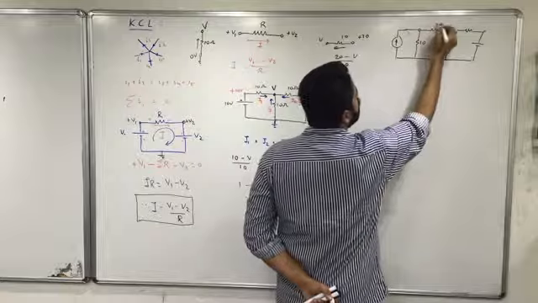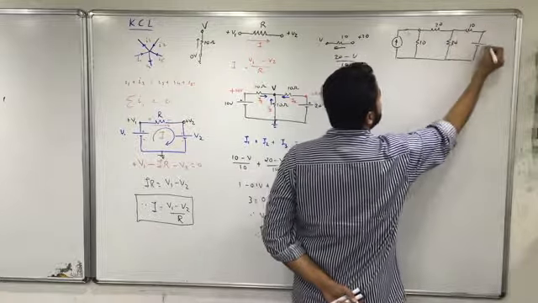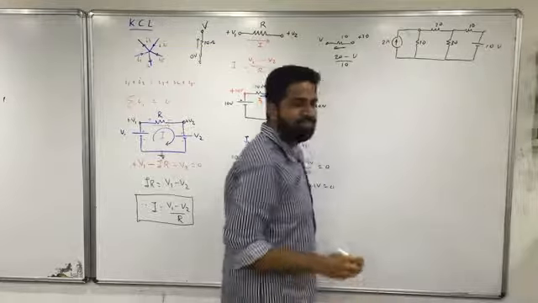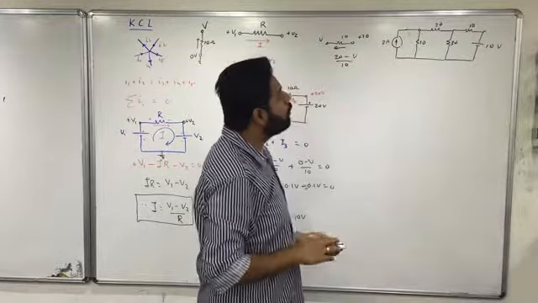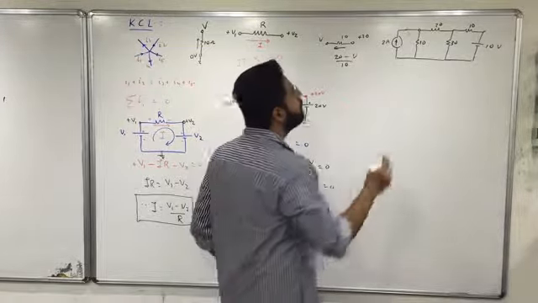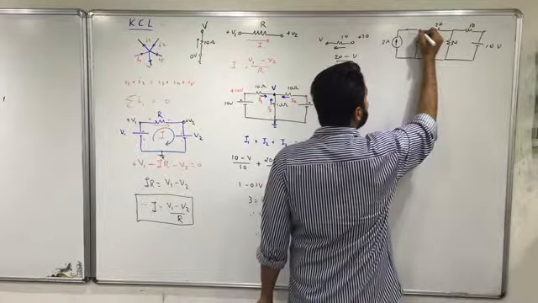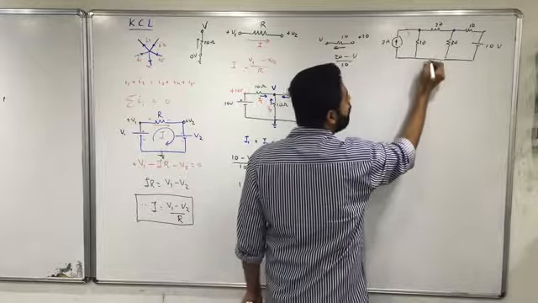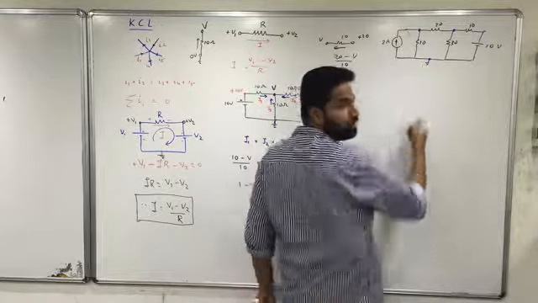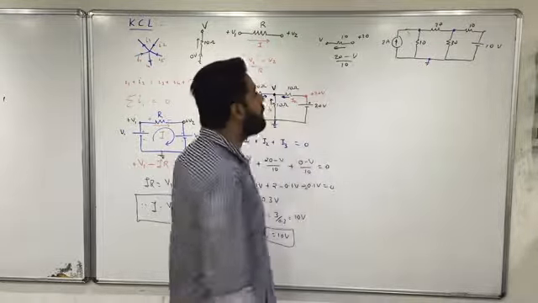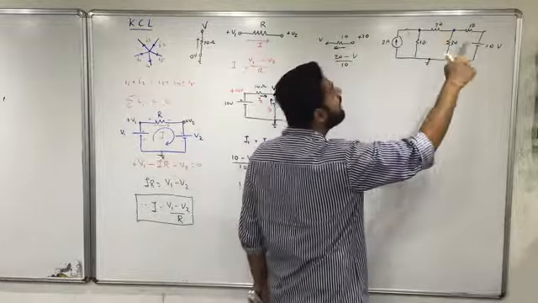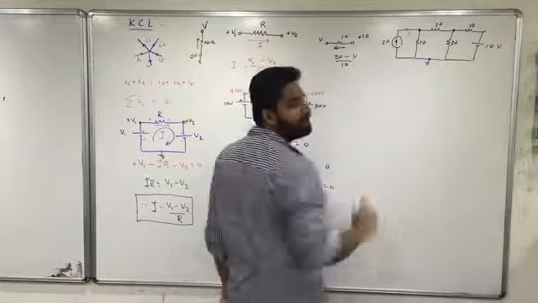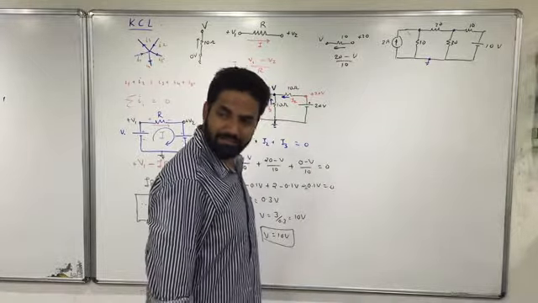So this is 10, 20, 30, 10, 10, 2. Is it clear? Fine. So how many nodes can we see? 2 nodes are there. Main two nodes are there, node number 1 and node number 2, and there is another node which is called the grounding node or datum node, where potential is always equal to 0 volt and the rest of all the potentials are taken with respect to this particular point. Is it clear? Fine.